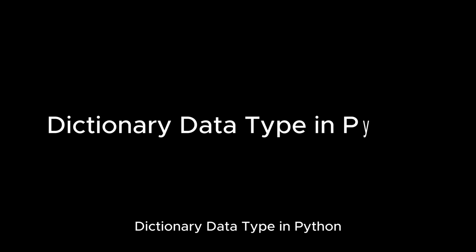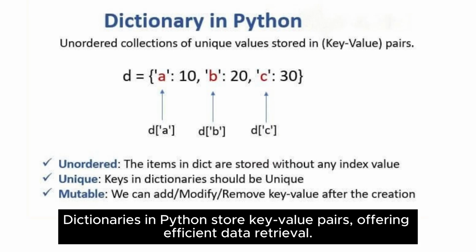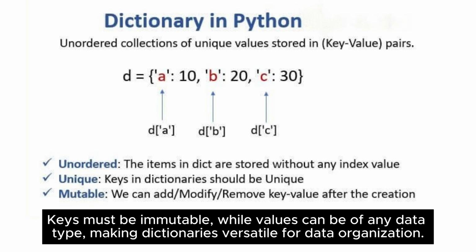Dictionary data type in Python. Dictionaries in Python store key-value pairs, offering efficient data retrieval. Keys must be immutable, while values can be of any data type, making dictionaries versatile for data organization.